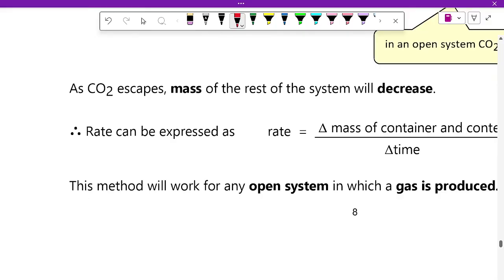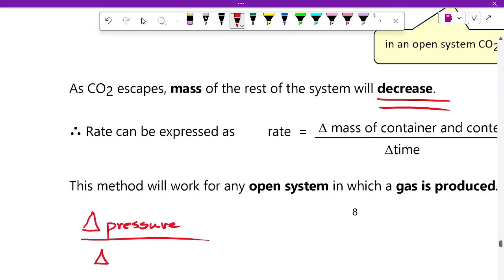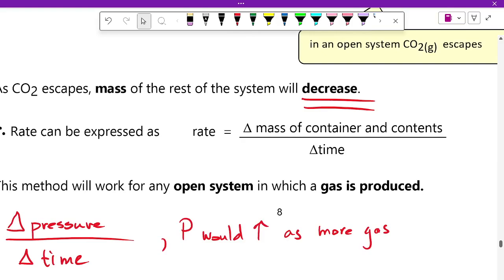We already had the mass of the system. The mass will decrease as the gas escapes. We could measure a change in pressure over a change in time, and the pressure would increase as more gas is produced. Did that have to be a closed system or an open system? Closed system.